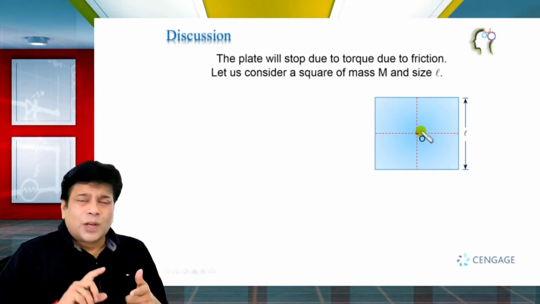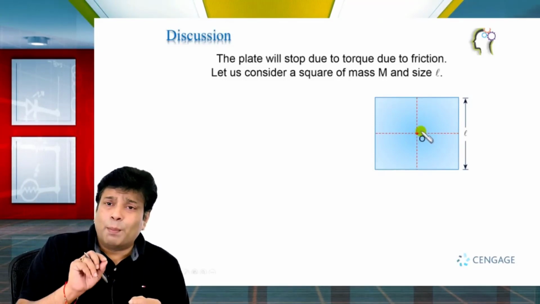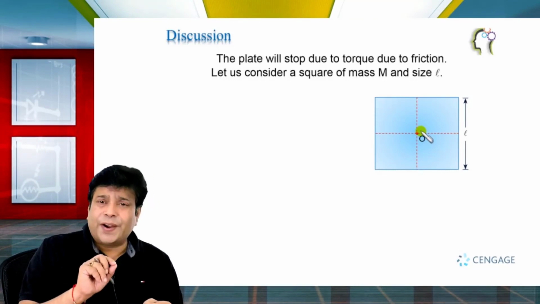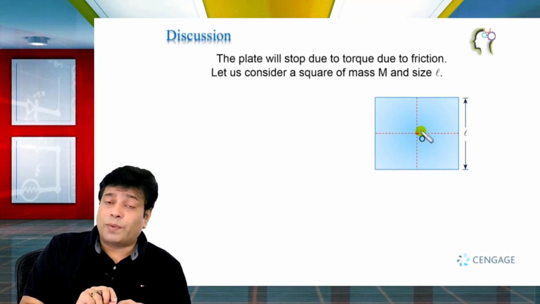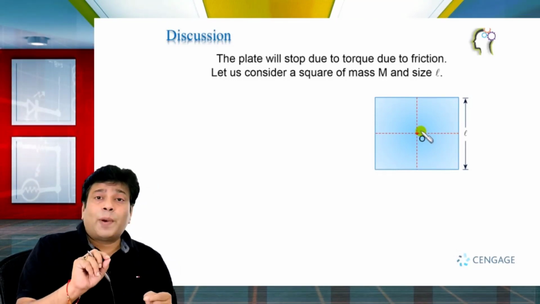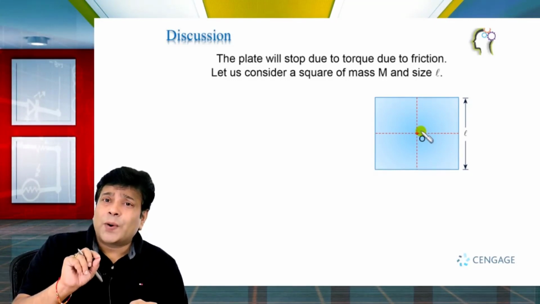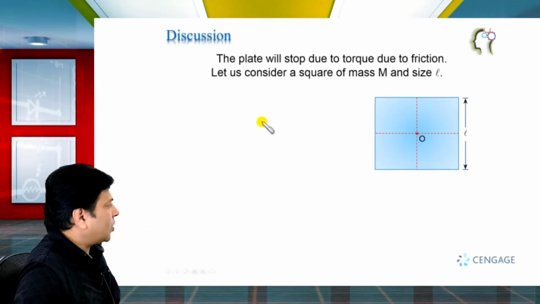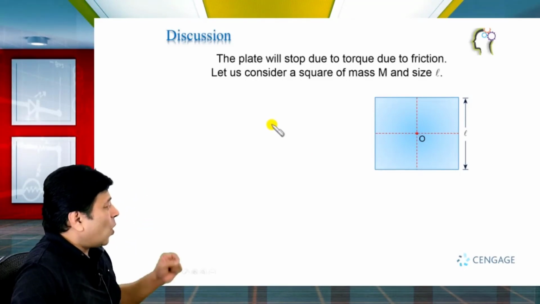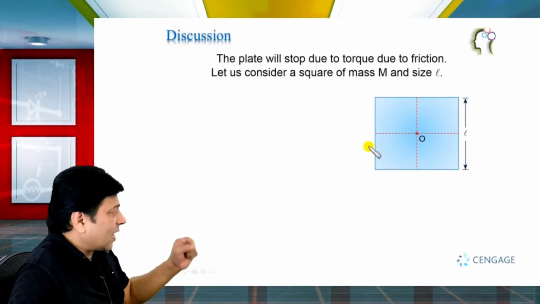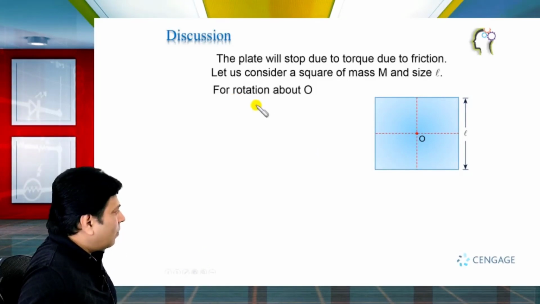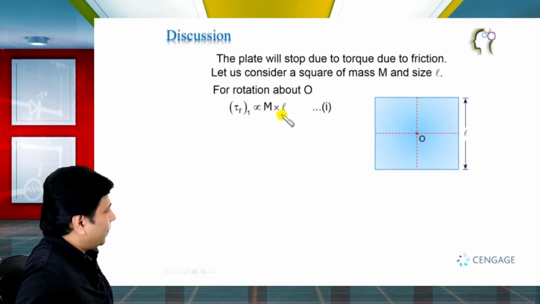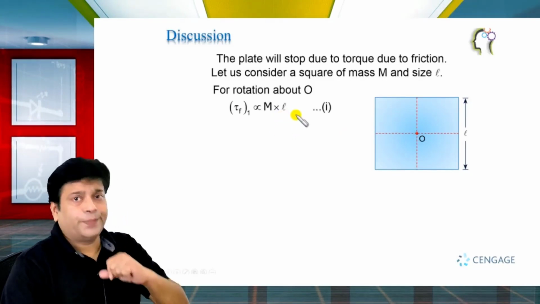Now consider one situation. If the mass of the plate is greater, the torque of the friction force will be greater. If the size of the plate is greater, the torque of the friction force will be greater. Now we can say the torque of the friction force is proportional to the mass of the plate and the size of the plate. In mathematical form, we can write torque of the friction force about O is proportional to ml. Let this be equation number 1.